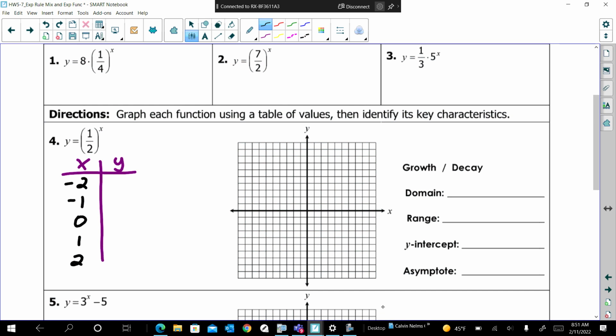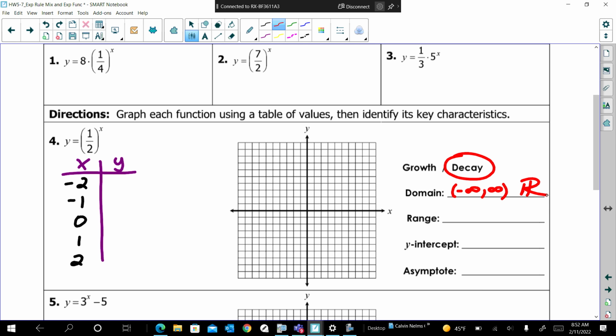So right off the bat, would this be growth or decay? Yeah, so we're going to circle decay. Then because it's an exponential function, what is the domain always? All exponential functions have the same domain. You can say negative infinity to infinity, or you can say all real numbers. That's the symbol for all real numbers, a double-struck R, okay?